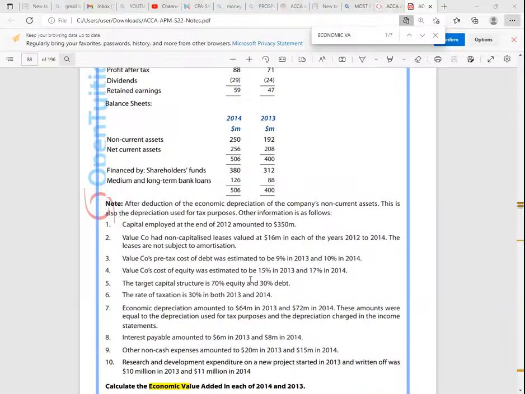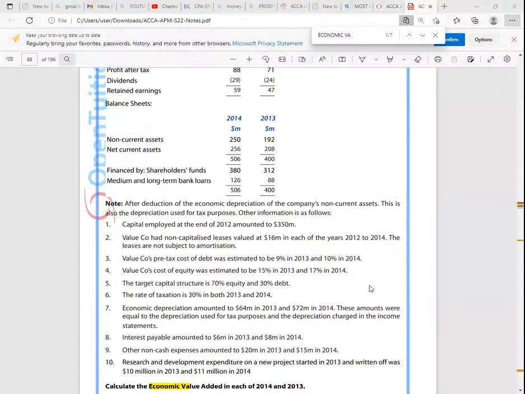An examiner who does this is an examiner who does not wish me success. Why? You know, I have 2013. So it means that this capital employed at the end of 2012 is the beginning balance of which year? 2013. It is the beginning balance of 2013.